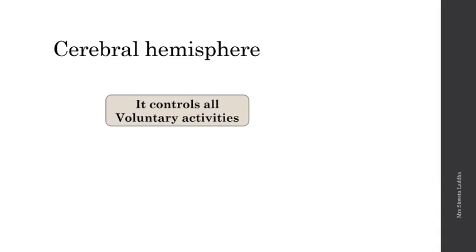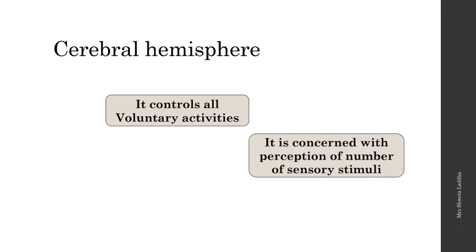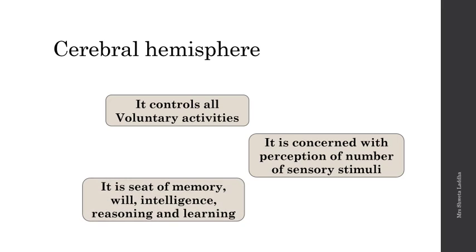In general, it controls all the voluntary activities, especially the premotor area. It is concerned with perception of a number of sensory stimuli from the eyes, nose, ears, tongue, and skin, and it is the seat of memory, will, intelligence, reasoning, and learning. All these important functions are carried out by the cerebral hemisphere. So this is about the cerebrum.